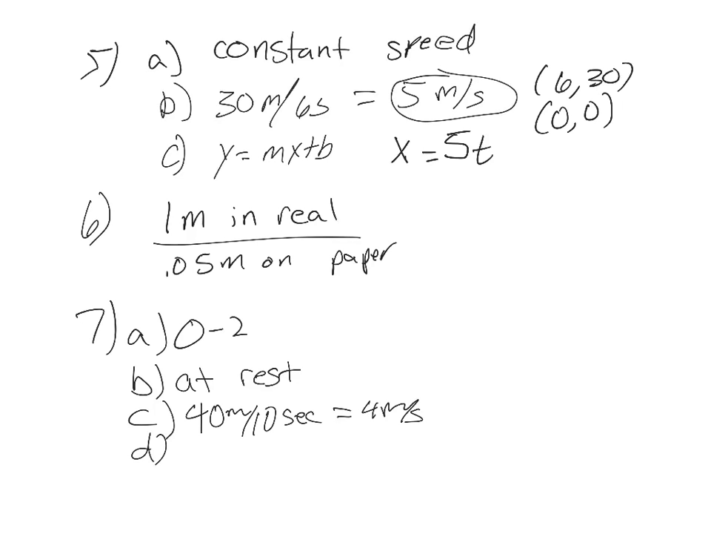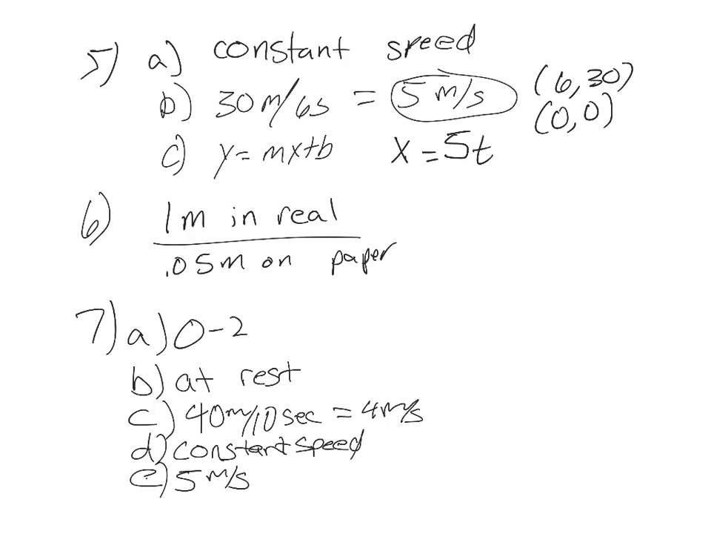D, describe the motion in words between 6 and 10 seconds. So between 6 and 10 seconds, it would be going at a constant speed. And lastly, E, how fast was the object going when the clock was reading 8 seconds? So find the slope of the line of the graph at 8 seconds, and you would get 5 meters per second.